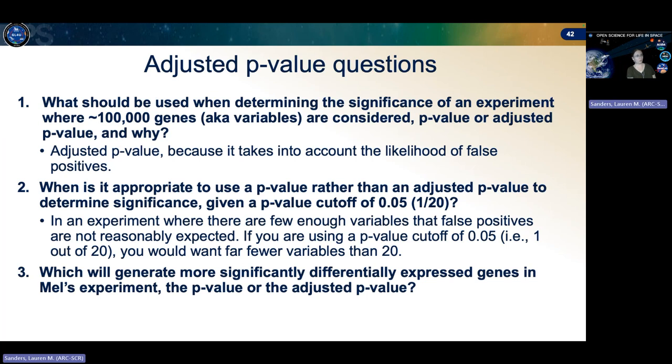But then this is important. Which value is going to give you more significantly differentially expressed genes in Mel's experiment, the p-value or the adjusted p-value? Well, because adjusted p-value increases all of those p-values to take into account the possibility of false positives, the unadjusted p-value is going to give you more significantly differentially expressed genes because it's a less stringent metric.